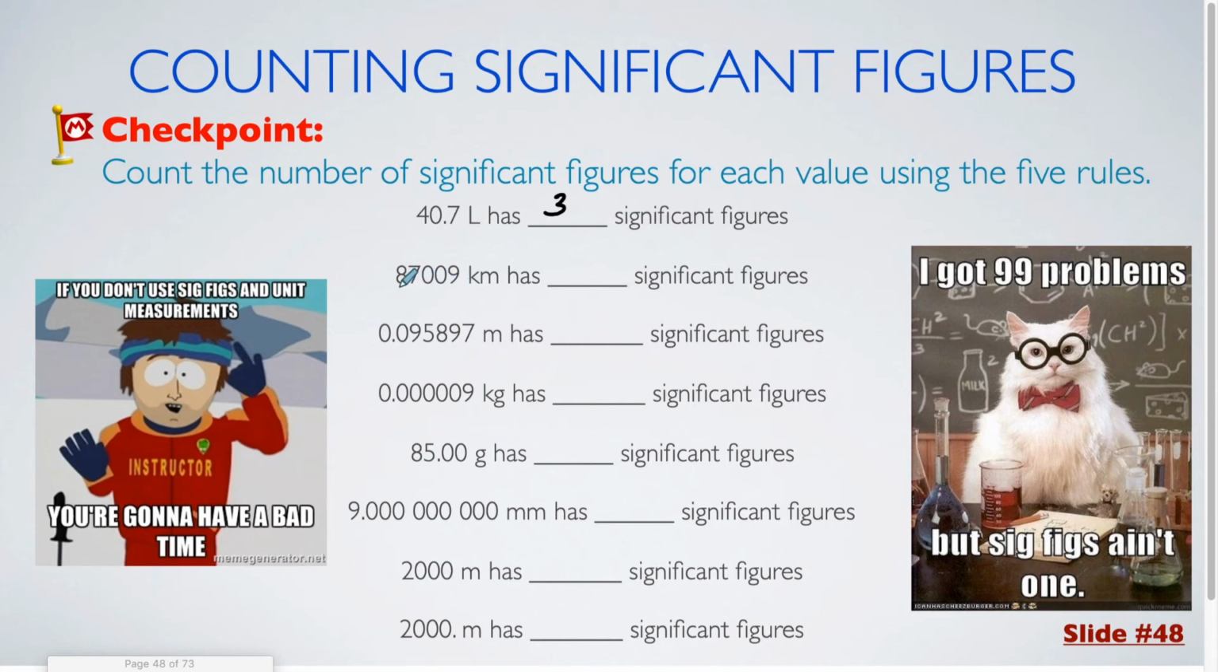87,009. Again, the 8, 7, and 9 will always count, and these 2 zeros are sandwiched in the middle. So everything is significant in this number. So that would be 5.